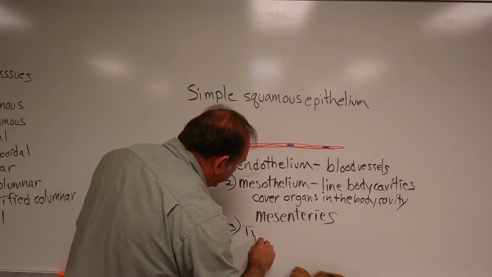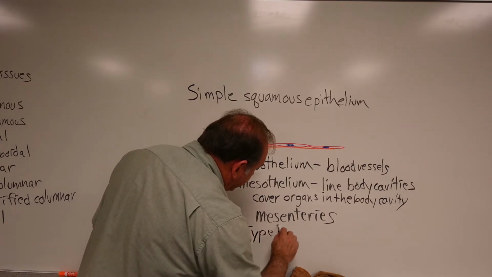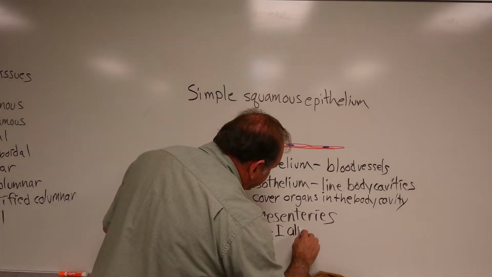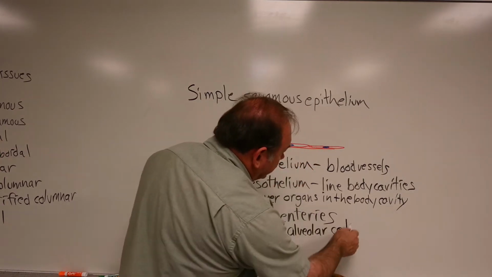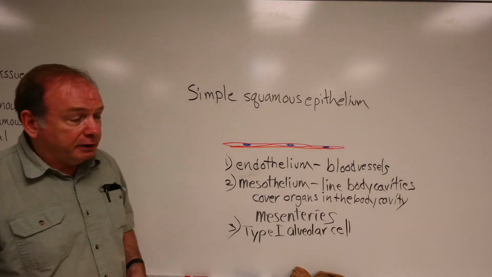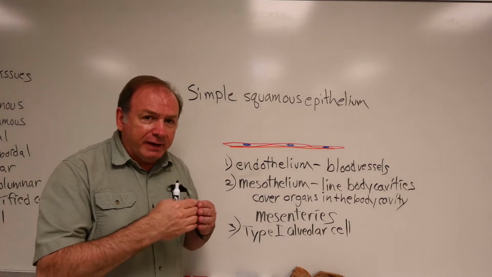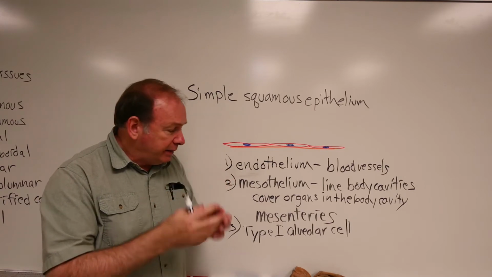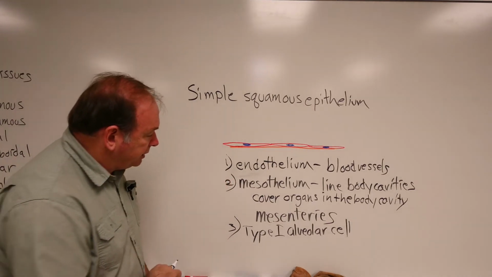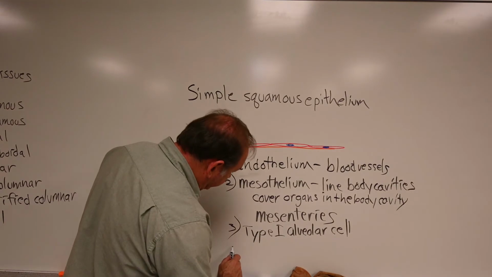We usually refer to it as a type 1 alveolar cell. Type 1 alveolar cell, that flattened cell in the alveoli, that's the little airspace, small air sacs inside the lung. They are lined with type 1 cells, simple squamous cells.